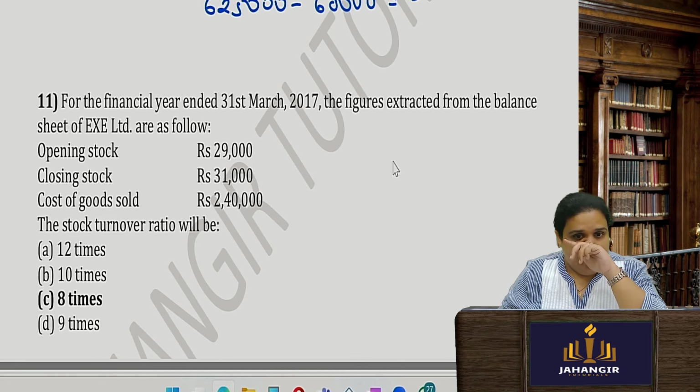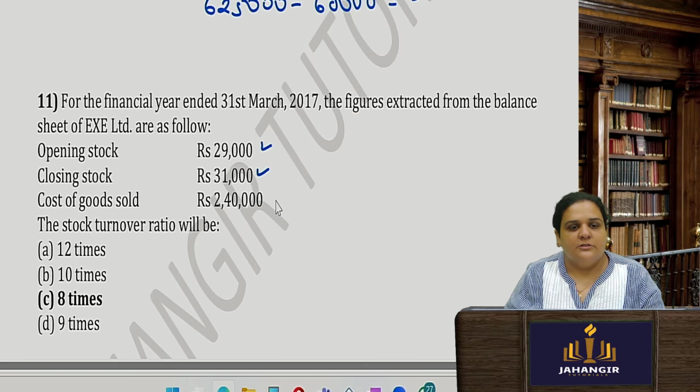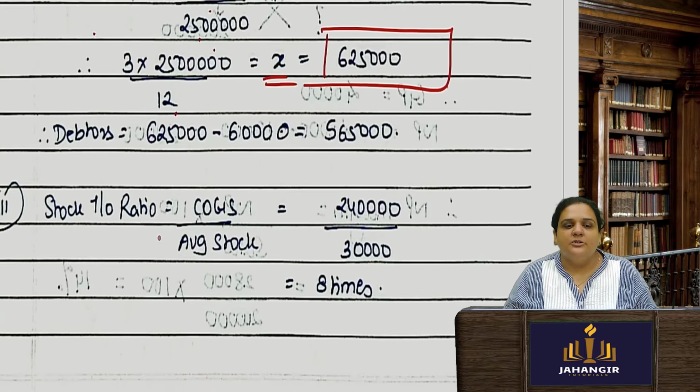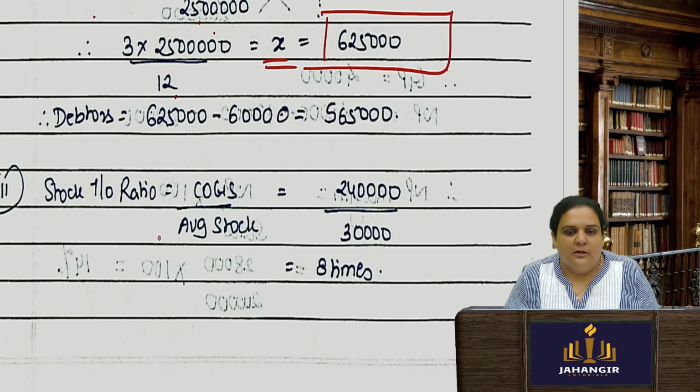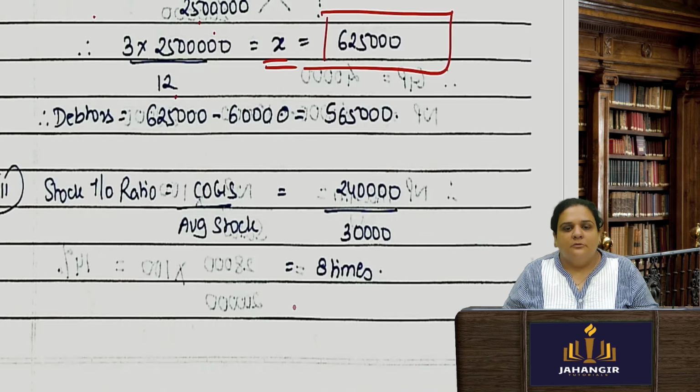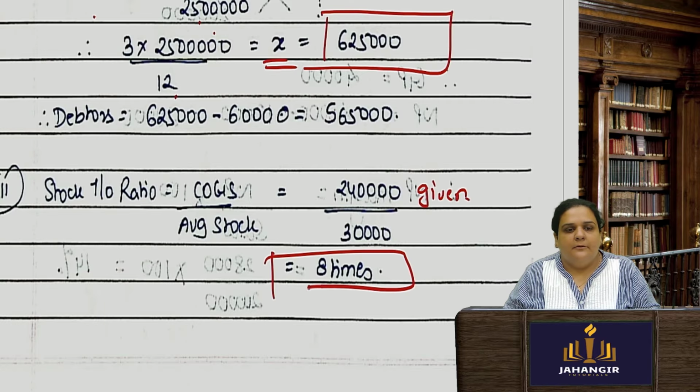Next, EXE Limited, 31st March 2017. Opening stock is given, closing stock, cost of goods sold, stock turnover ratio. What is stock turnover ratio? COGS upon average stock. Average stock, so I can take it from your opening plus closing divided by 2. That will be 30,000. COGS is given, 8 times. So simple.